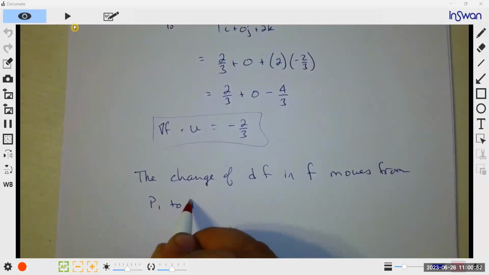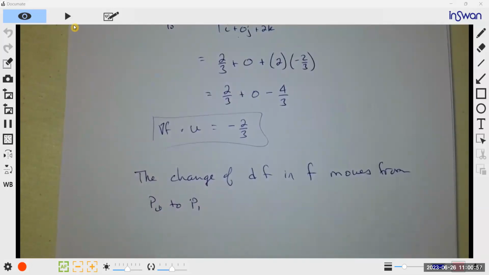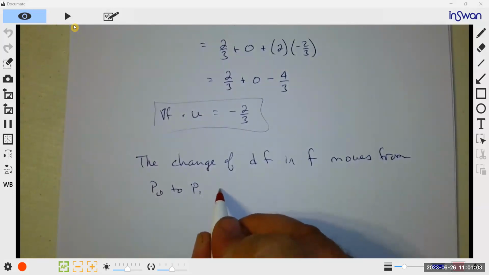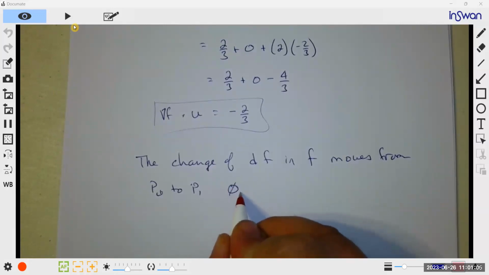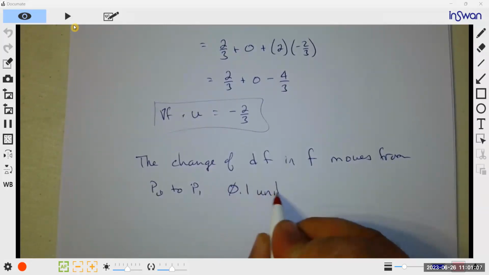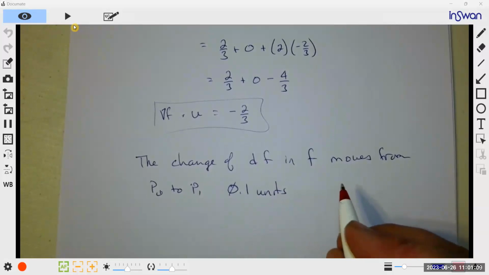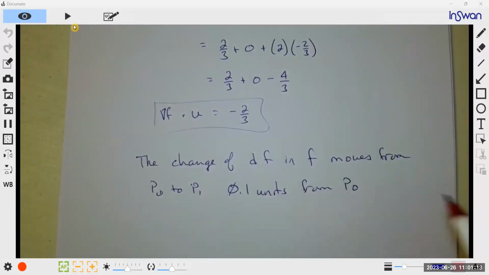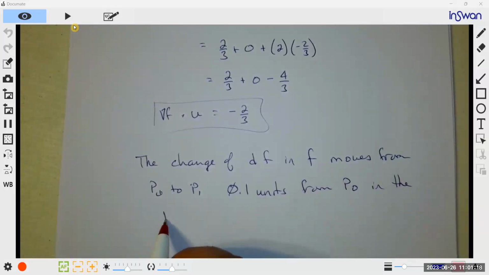P1 to P, or P0 to P1, or P1, P2. I forgot what I named those. 0.1 units from P sub 0 in the direction of u.